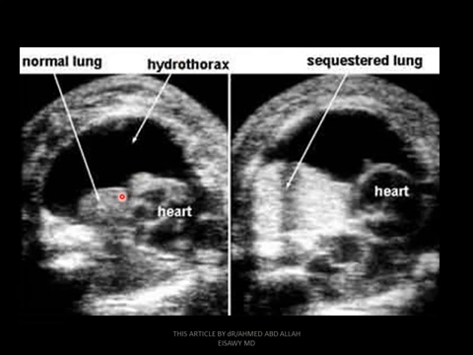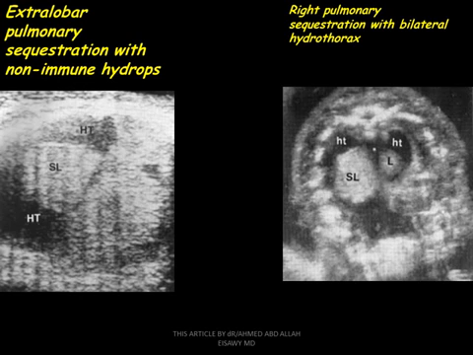Normal lung, hydrothorax, and this is the heart. Sequestrated lung: solid echogenic homogeneous mass. The pleural hydrothorax makes the lung collapse. Extralobar pulmonary sequestration with non-immune hydrops. Bright pulmonary sequestration with bilateral hydrothorax. Bright pulmonary sequestration.